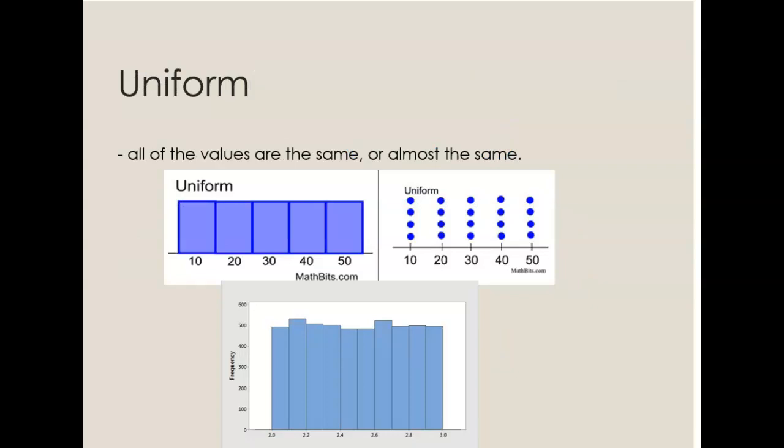Just like when you wear a uniform to school, everyone's wearing the same thing or almost the same thing. A uniform data distribution is where all the values are about the same. You can see these examples. Here everything is exactly the same. Or in this example, they're not exactly the same, but they're pretty close. Just little bits of up and down. Everything is pretty much the same, so this is a uniform data set.